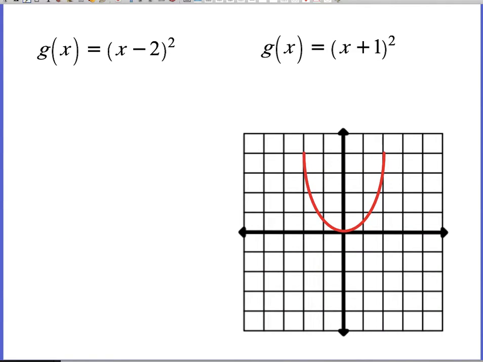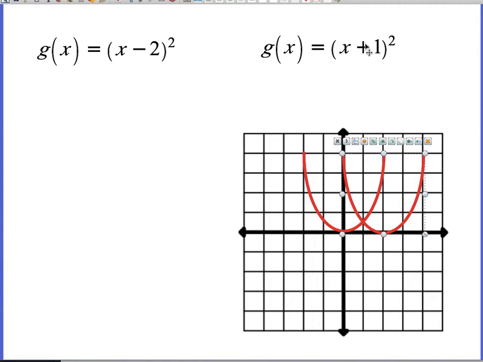So look at these examples. In this case, x minus 2, since minus a positive number, this would be a positive 2, which means I'm moving my parabola 2 units to the right. Okay, so x minus 2 is going to move the parabola 2 units right. 1, 2. So that's my first one. That's g of x equals x minus 2 squared.